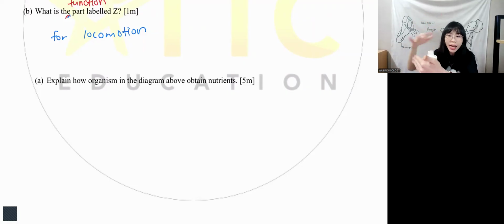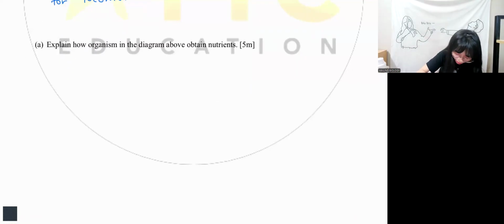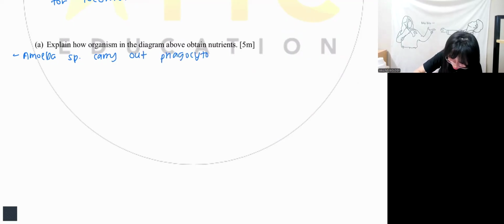This food vacuole, when they surround it, they fuse with what? They fuse with lysosome. Very good. Lysosome secretes lysozyme, digests the food, absorbs the nutrients, assimilated. Undigested food will be left behind as the amoeba species moves forward. So your answer will be: amoeba species carry out phagocytosis.